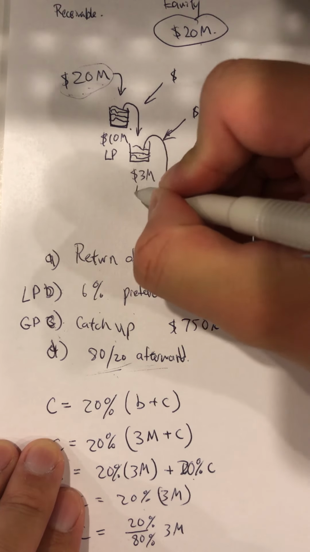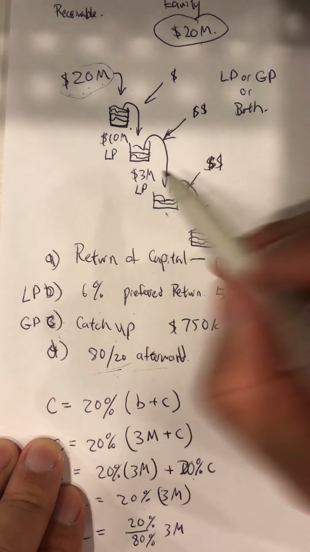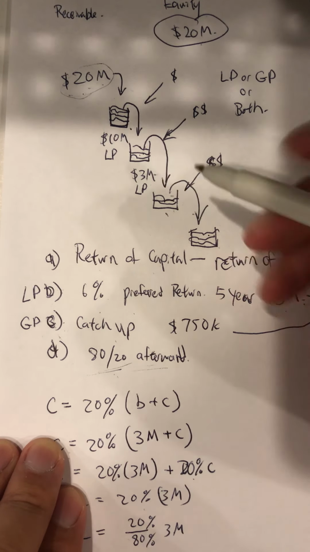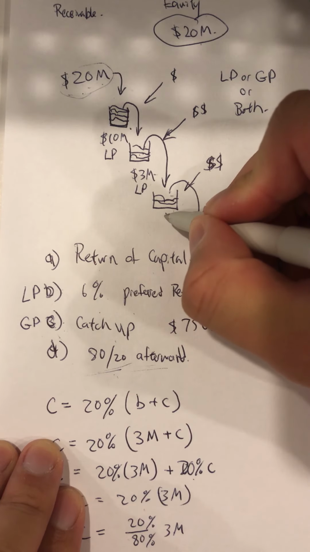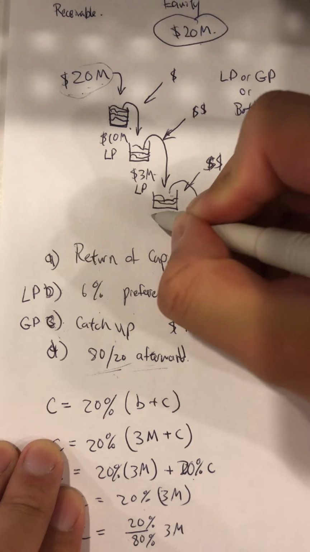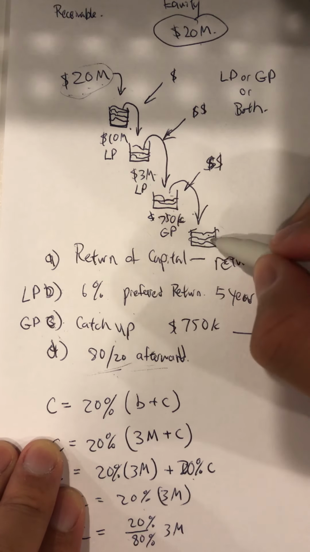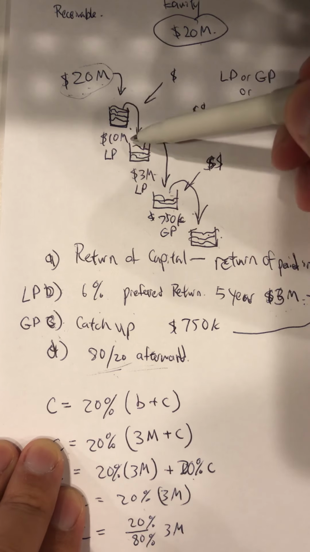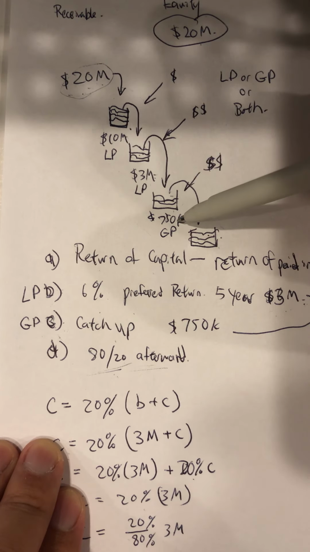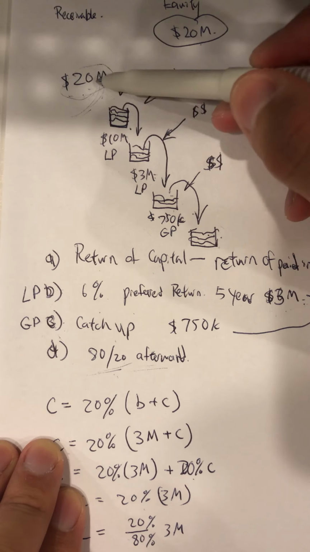So the first bucket is to LP, right? Second bucket is to LP again, because the LPs are going to say, we want to have a 6% return before you take any carry. That makes sense, right? And then the third bucket is to GP of 750K. And then the last bucket, whatever money is left over. So let's see, we have 10 million, that's 13 million, plus this one is 13.75 million. That's still less than 20 million.